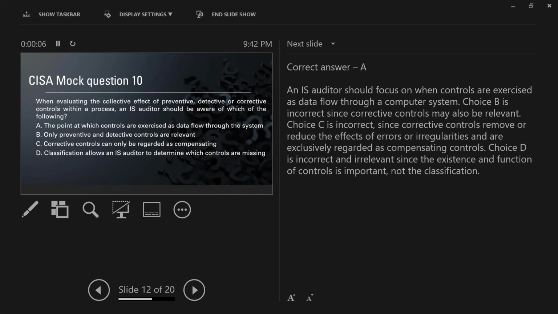Yeah, so A is the right answer for this question. The IS auditor should focus on when controls are exercised as data flow through the computer system. Choice B is incorrect because corrective controls may also be relevant. C is incorrect since corrective controls remove or reduce the effect of errors or irregularities and are exclusively regarded as compensatory control, not as a replacement. It will just compensate if some control is not effective. So that is a compensative control. D again is incorrect and irrelevant since the existence and function of controls is important, not the classification. So to finalize on A, you should eliminate B, C, and D. So A is the right answer for question number 10.